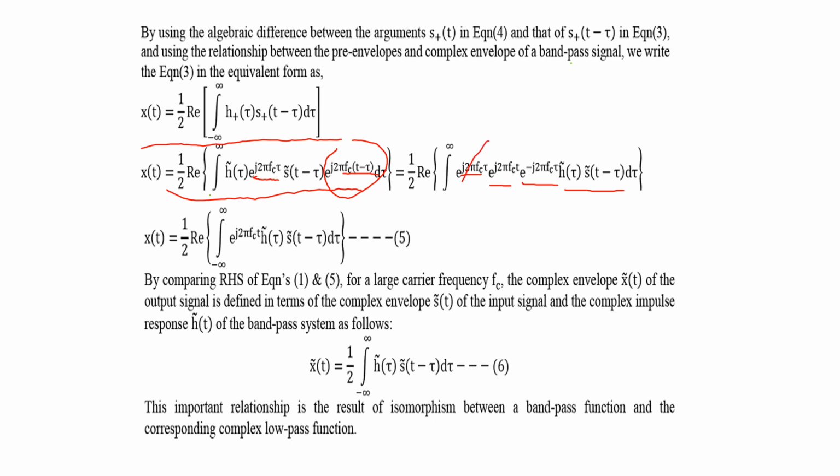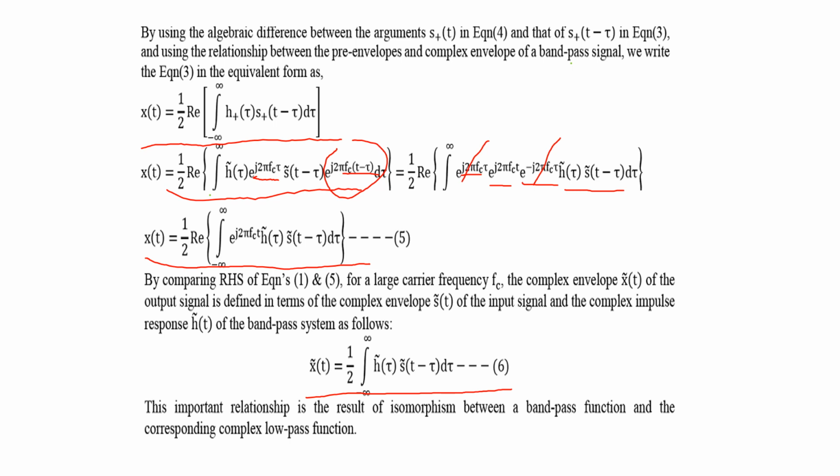So here we know that the minus and the plus terms get cancelled, so the only remaining term is x of t. So x of t is equal to 1 by 2 real of the integral from minus infinity to plus infinity e to the power of j 2 pi fc t, the complex conjugate of h of tau, s of t minus tau d tau. By comparing equations 1 and 5, the earlier equation, we come to know that x tilde of t is equal to half of the integral of h tilde of tau into s tilde of t minus tau d tau, where in place of x of t we substitute, and the exponential terms get cancelled. So these are the remaining terms.